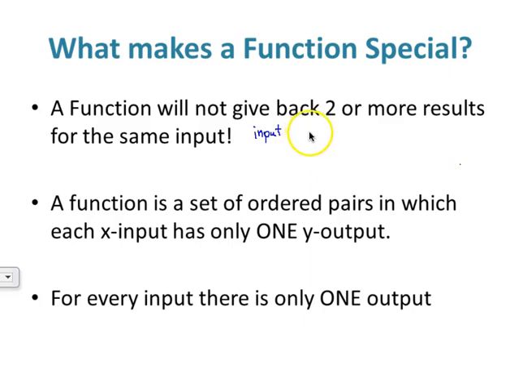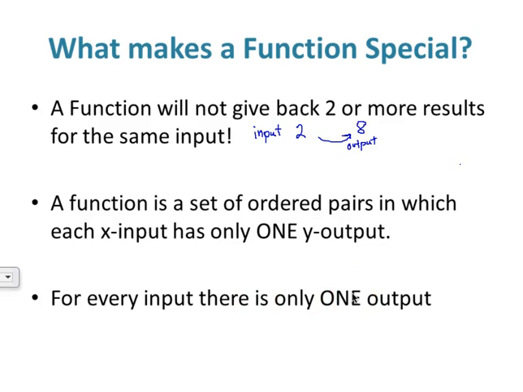That means that if we put a 2 into our function machine, we're only going to get one result out. If we have an input of 2, let's say our output is 8, that would be the only output that we could have. We couldn't put in a 2 and also get a 9. For each input, there can only be one output. A function is a set of ordered pairs in which each x input only has one y output. That's kind of what I just said there. For every input, there's only one output.